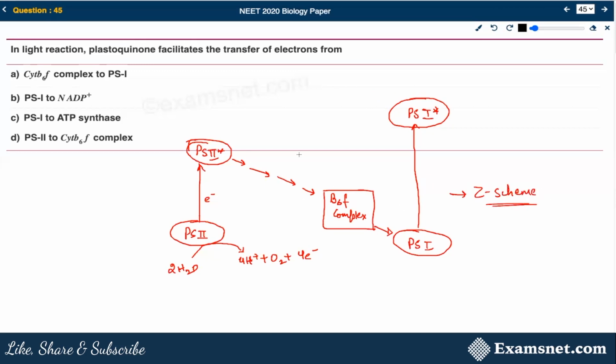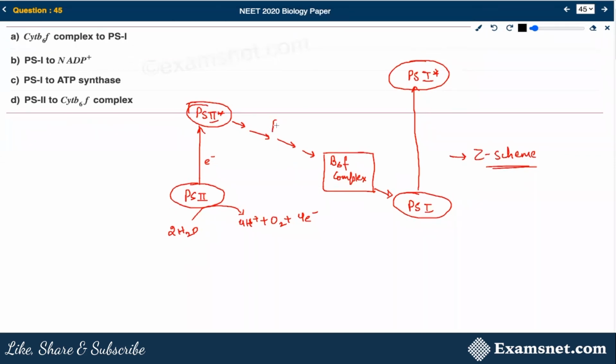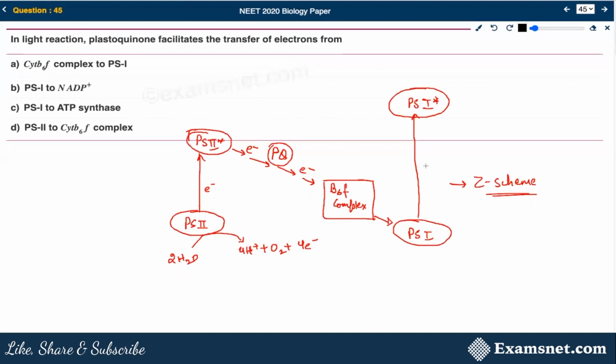Now here the electron carriers are actually involved. So you have to see what is the role of the plastoquinone over here. Plastoquinone is actually going to facilitate the transfer of electrons. Various options have been given over here, where it is going to transfer. Plastoquinone somewhere lies over here. This is one such electron carrier which is going to carry the electron. If you look into the figure, you will have an idea that plastoquinone is actually carrying the electron once the excitation takes place.